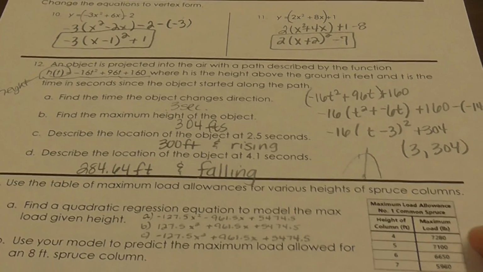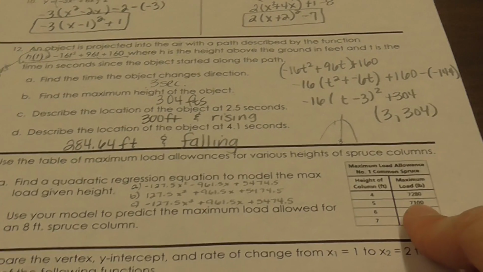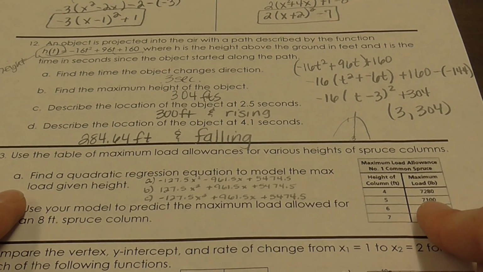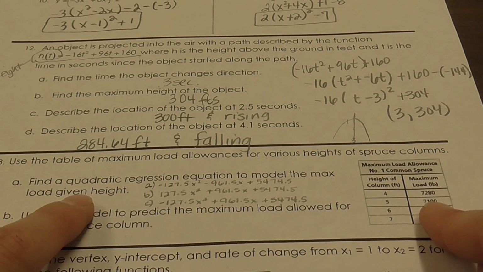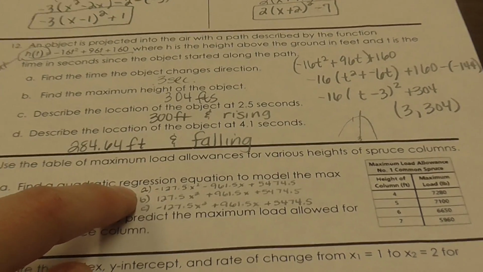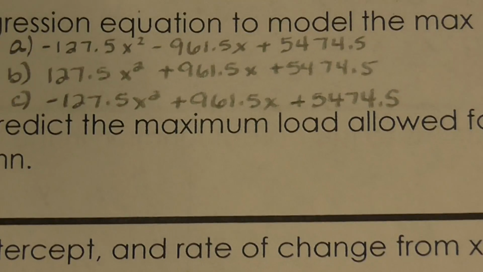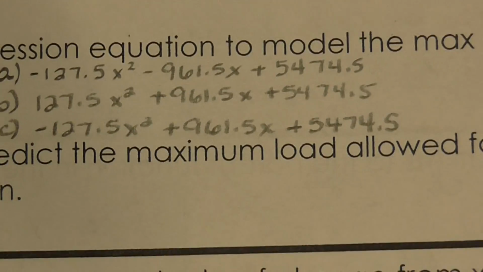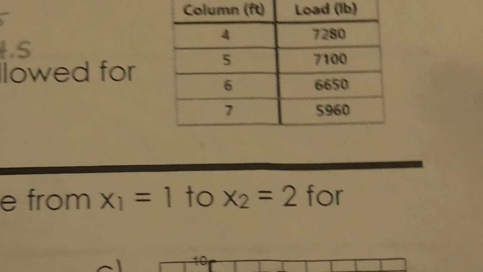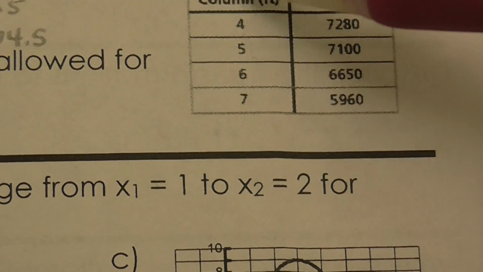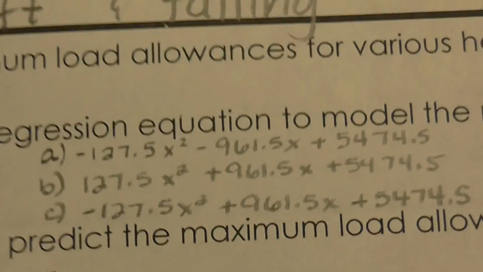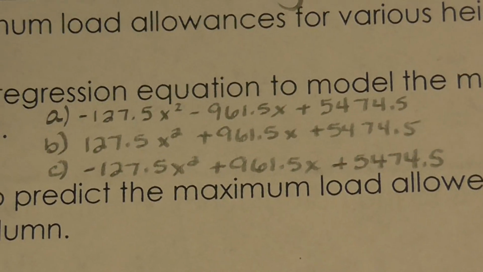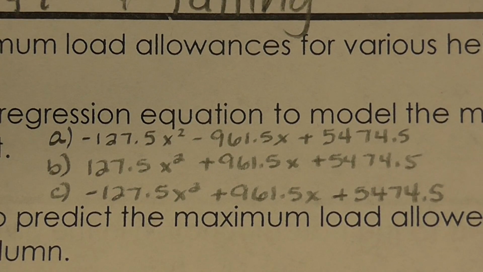On the next one, it gives you a table and it wants you to find a quadratic regression equation to model the max load at the given height. Now I added in some multiple choice. I'm going to zoom in on them because they're hard to see. I added in some multiple choice because that's the only way we're going to be able to do this. Your calculator does not have the functionality to produce these types of equations. So the best that we're going to be able to do is give you equation options, which is the only thing the EOCT is going to be able to do.